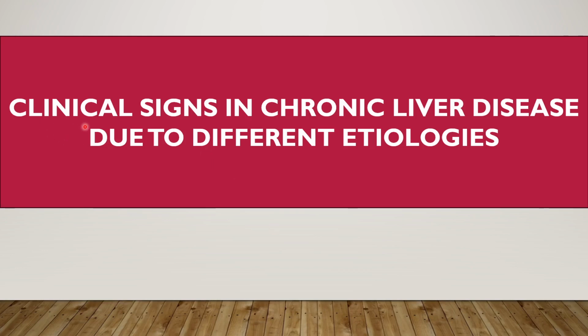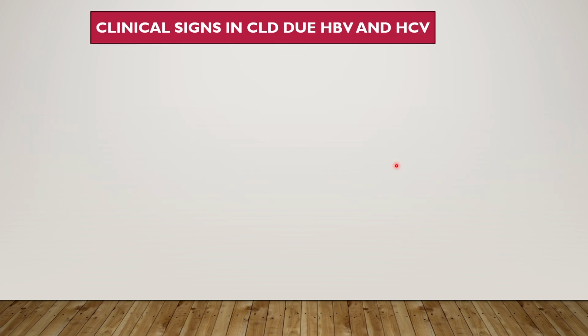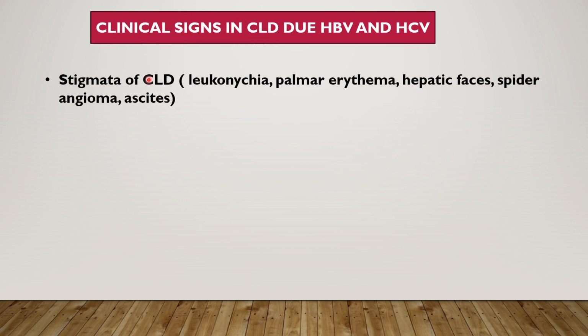Today we'll discuss the clinical signs in chronic liver disease due to different etiologies. So let's discuss that. Now, clinical signs which can be seen in CLD due to hepatitis B and C infection, they can be stigmata of chronic liver disease, which includes leukonychia, palmar erythema, hepatic facies.